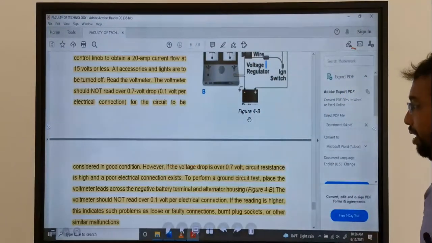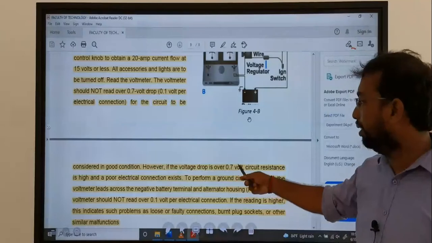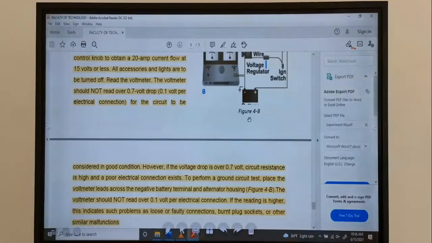For the insulator resistance, if the voltage drop is over 0.7, what will happen? The circuit resistance is high. Clear? It means poor electrical connections exist. Sometimes there is a poor electrical connection.